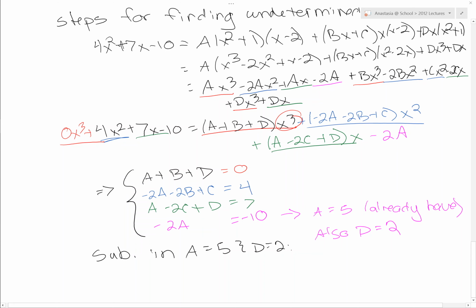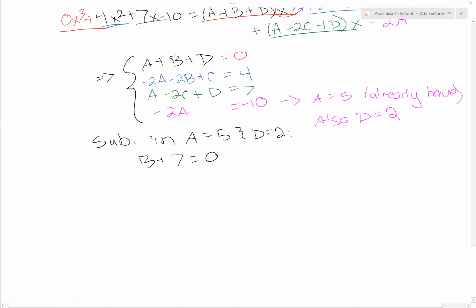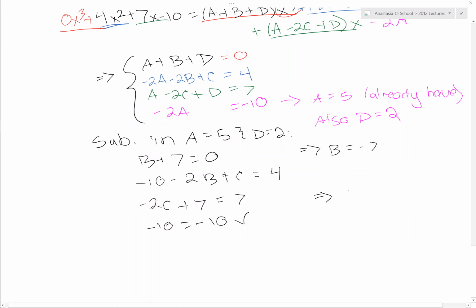So that's going to give us b plus 7 equals 0. We will have, let's see, negative 10 minus 2b plus c equals 4. Negative 2c plus 7 equals 7. And then, of course, negative 10 equals negative 10. So notice, the first equation very clearly gives us that b is equal to negative 7. And the third equation gives us that c is equal to 0. If you subtract 7 from both sides, you get 0 there.